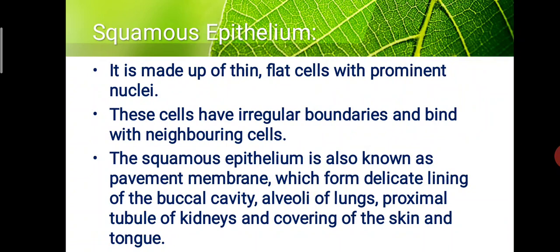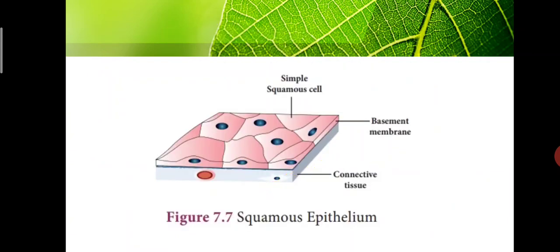So where at all is it present? It is present in the buccal cavity, alveoli of lungs and kidneys, and the covering of skin and tongue. All these places you can see the squamous epithelium. So you can see here they don't have any proper boundary at all, and there is a connective tissue. With the help of that, they will bind with the neighboring cells.